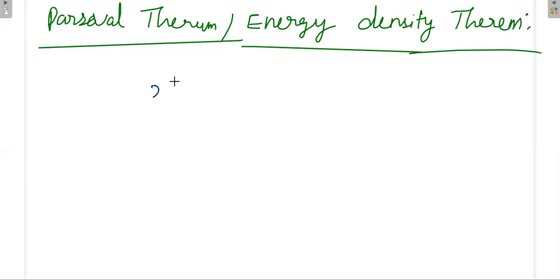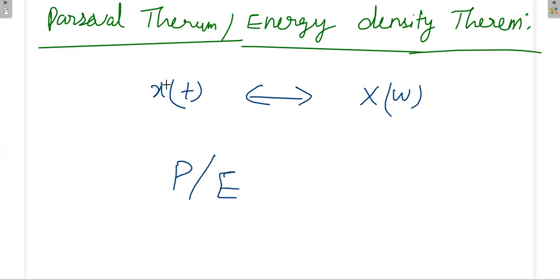Suppose x of t is there, and we are representing it in the frequency domain. We have some formula to calculate power or energy here. If it is a power signal, we can calculate the power; if it is an energy signal, we can calculate the energy. Then in the omega domain also we have a formula to calculate the power or energy, and this power or energy remains the same. We are representing the signal in a different domain, but the inherent properties and characteristics of the signal will not vary. The power or energy present in the signal is always the same. That relation is given by Parseval's theorem.